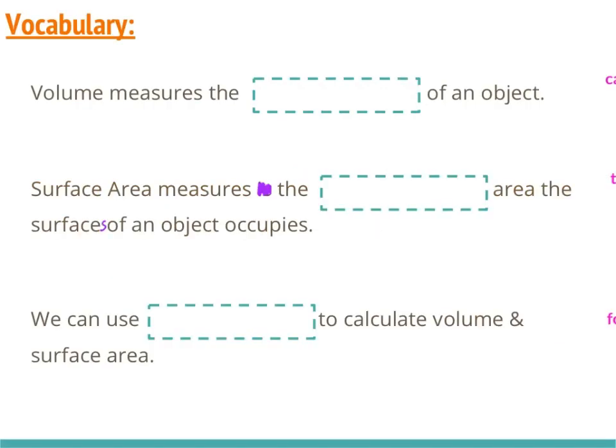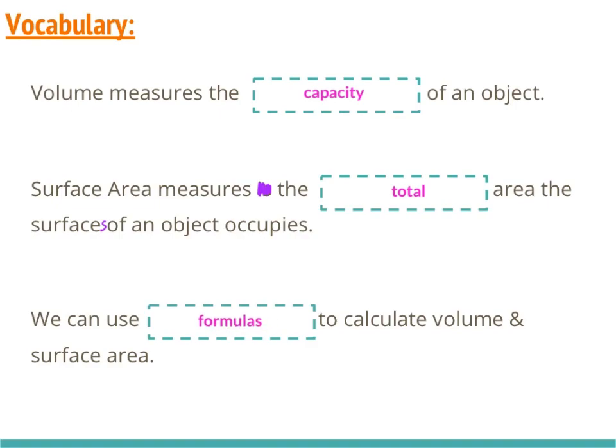A few vocabulary terms we need to know. Volume measures the capacity of an object, or how much an object can hold. Surface area measures the total area the surfaces of an object occupy, so the front, back, bottom, top, all those added together give us the surface area, and we can use formulas to calculate the volume and surface areas that we're going to be taking a look at today.